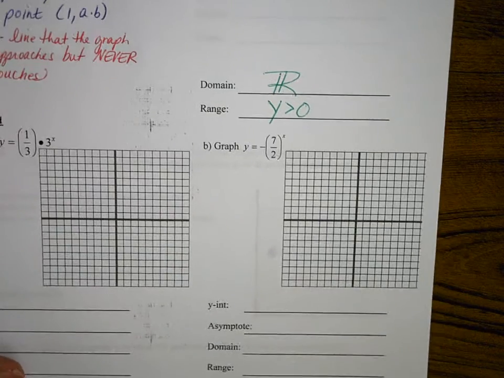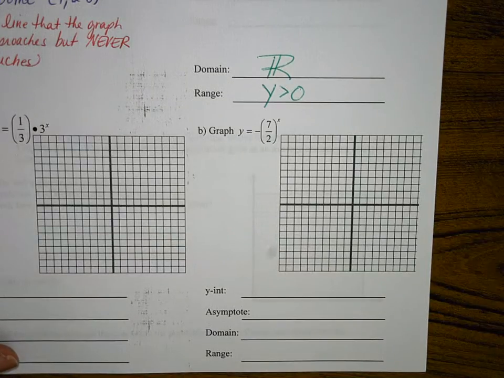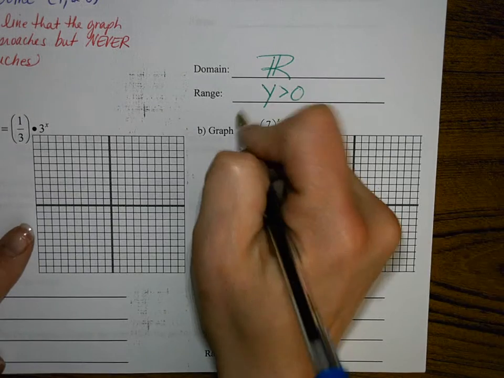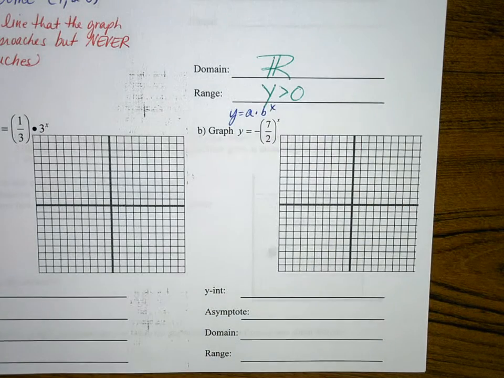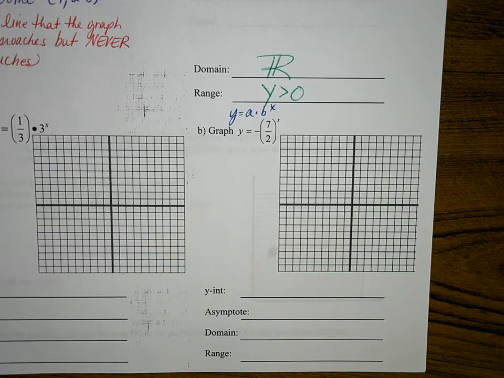All right, let's try B down there at the bottom. Y is equal to the opposite of 7/2 to the x power. Now, just a comment, I like, first of all, to write down that parent function above it. Y is equal to A times B to the x power.